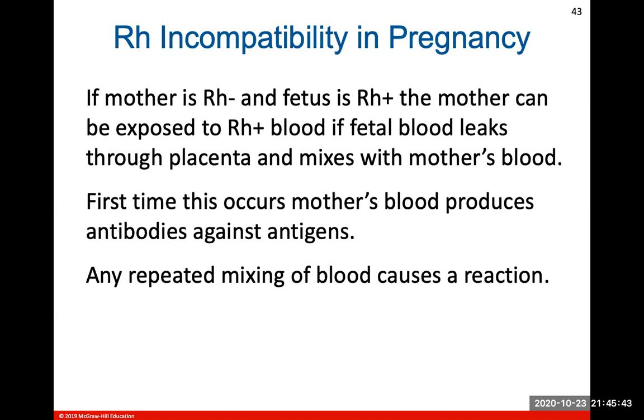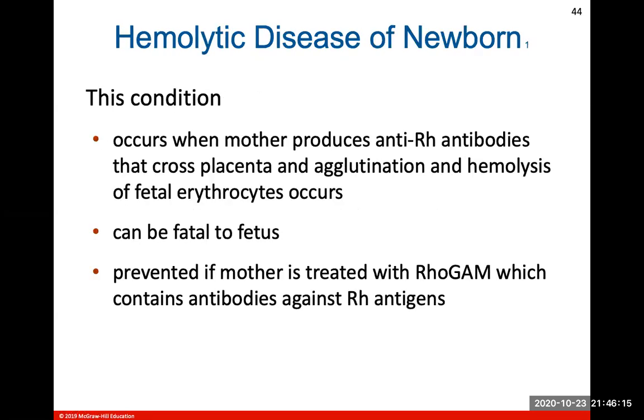The first time this occurs, the mother's blood will produce antibodies against those antigens. That first pregnancy, that fetus will be born normally and be fine. But any repeated mixing of blood can cause a reaction. So if the mother gets pregnant again and has another Rh positive fetus, she now has antibodies built up in her blood from being exposed to it from a previous pregnancy. And that can affect the blood of the fetus if the blood mixes again.